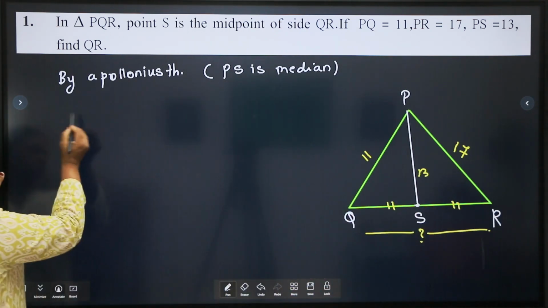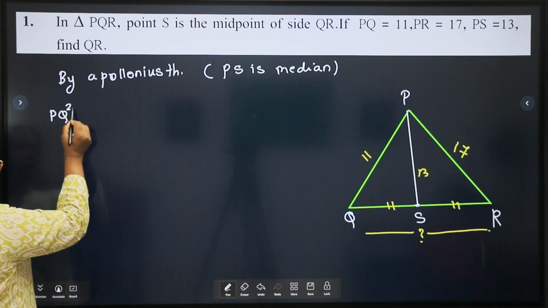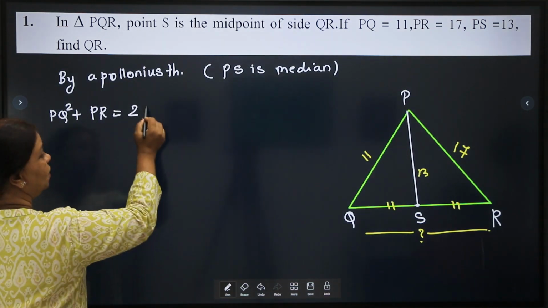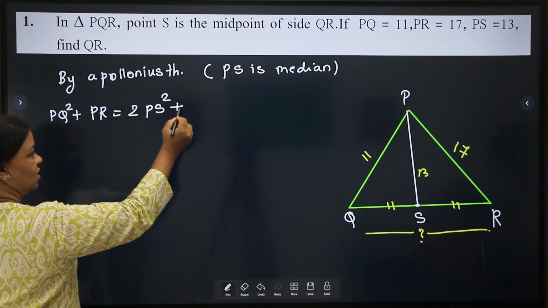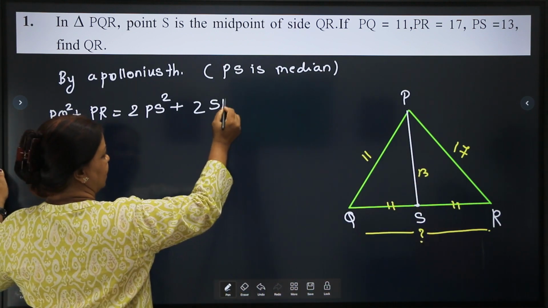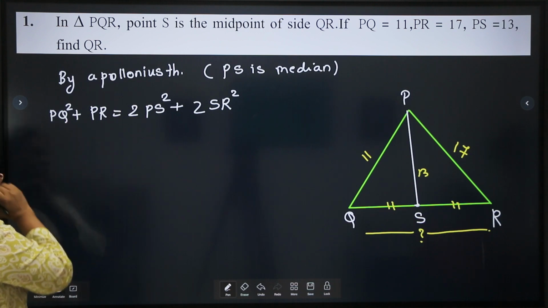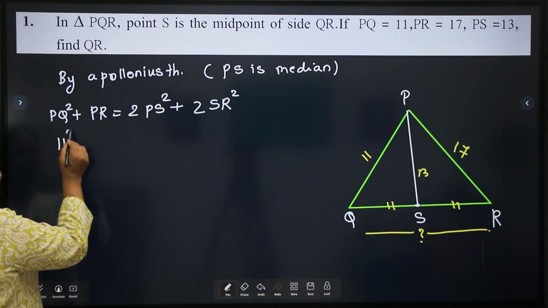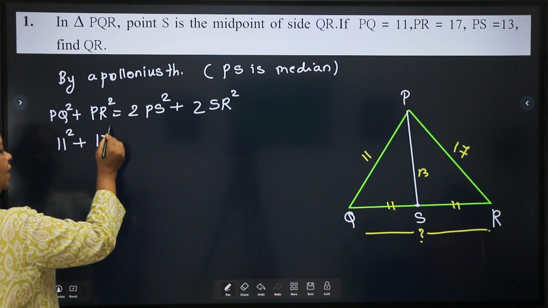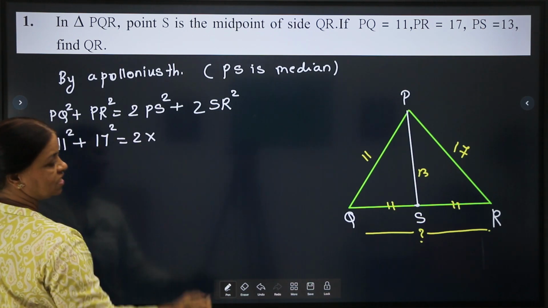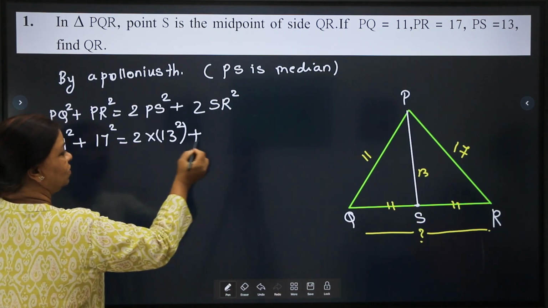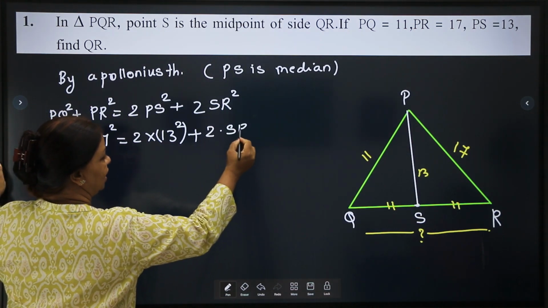Let's use it. So PQ square plus PR square is equal to 2 times PS square plus 2 times, you can take QS or you can take SR. So let me take SR square. Now how much is PQ? PQ is 11 square plus PR square. PR is how much? 17 square is equal to 2 into PS square. PS is 13 square plus, put the bracket here, 2 into SR square. We don't know SR, so we will keep SR as it is.